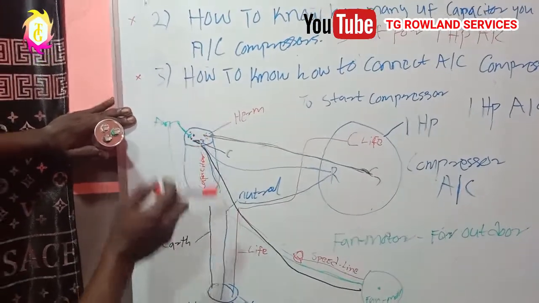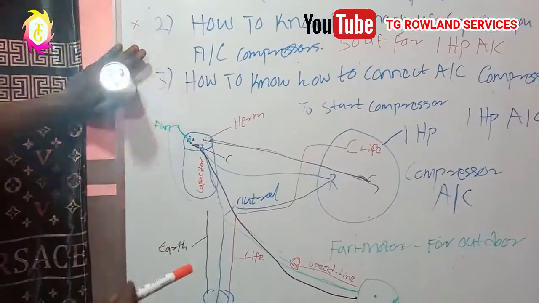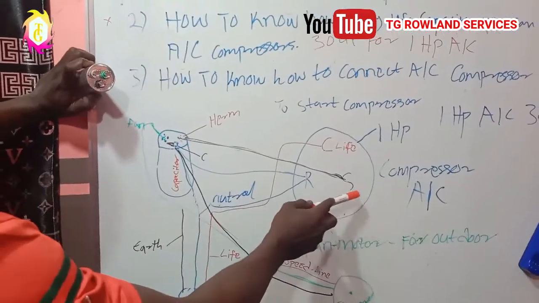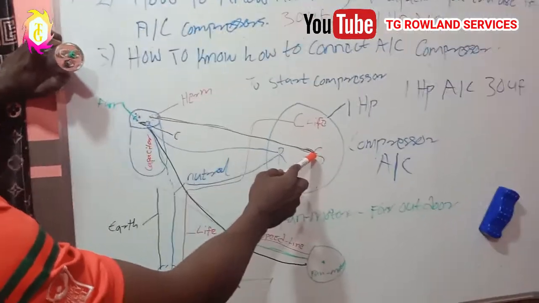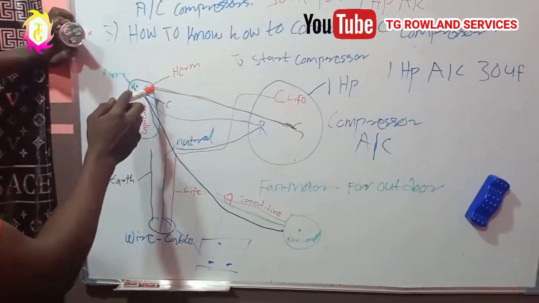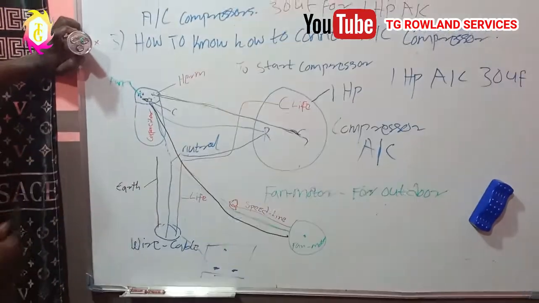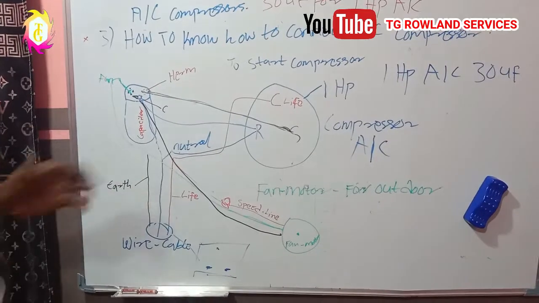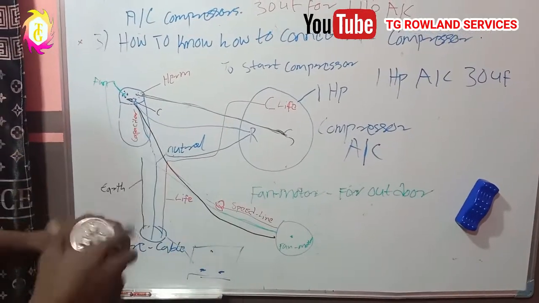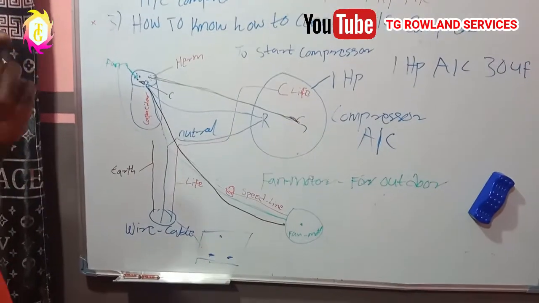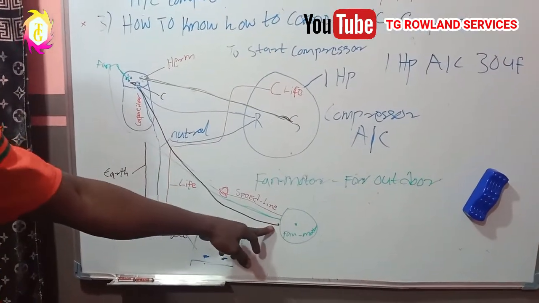It's very clear here. After that, the next one that we are not talking about is what? The starting. When you trace the black starting wire, it goes directly to the HERM terminal of the capacitor. So when you watch it closely, the capacitor here and the compressor have got power.